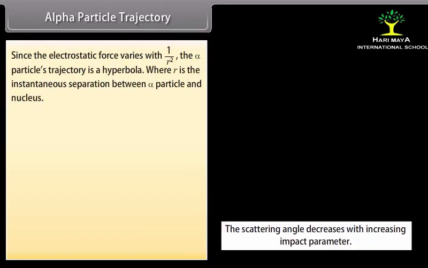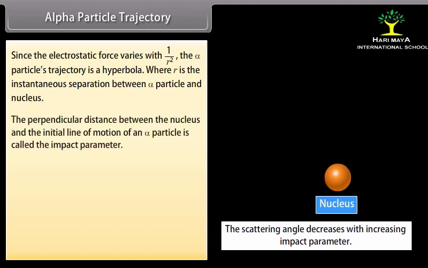Alpha particle trajectory. Since the electrostatic force varies with 1/r², the alpha particle's trajectory is a hyperbola, where r is the instantaneous separation between the alpha particle and the nucleus. The perpendicular distance between the nucleus and the initial line of motion of an alpha particle is called the impact parameter.